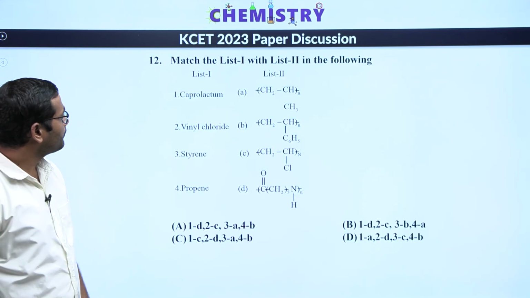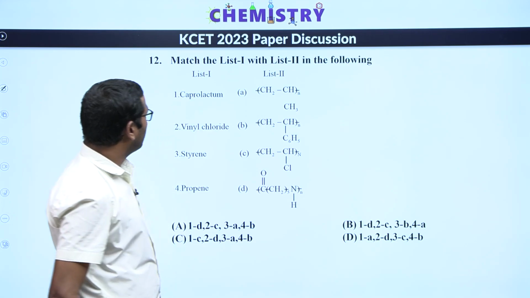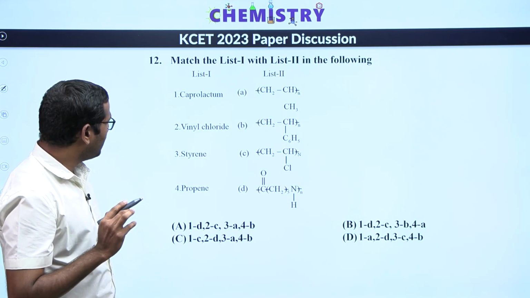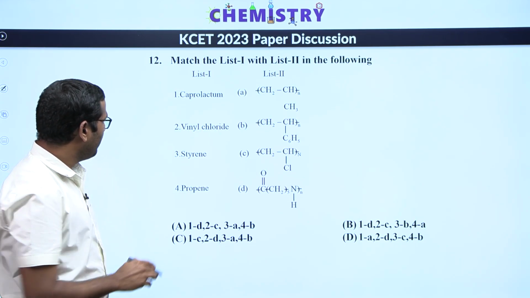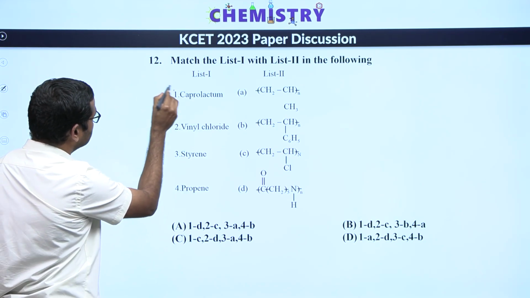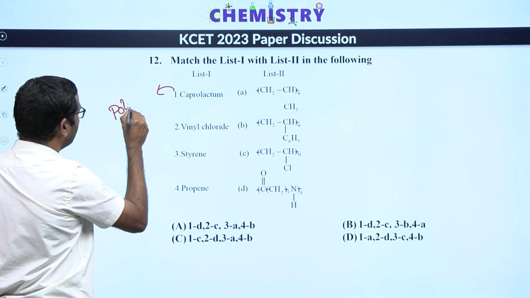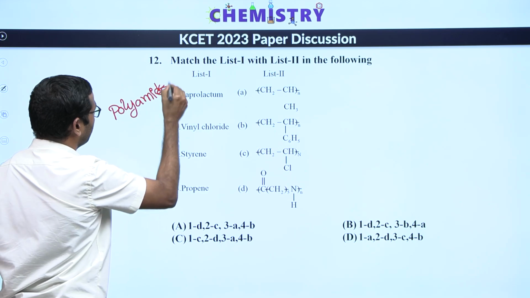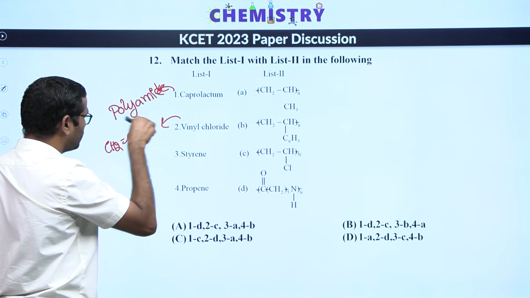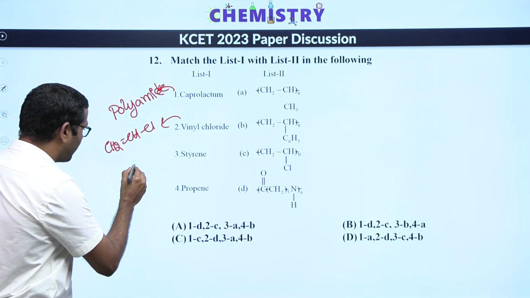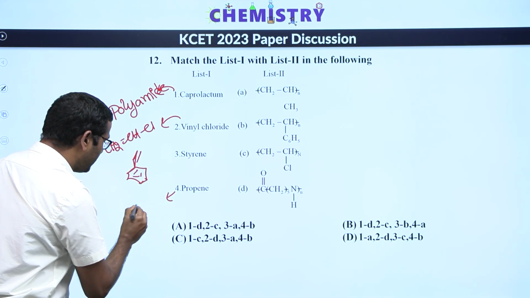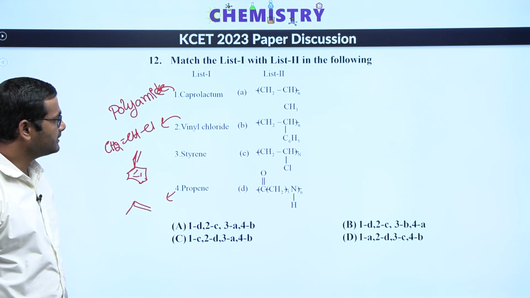Let's see the 12th question. Match list 1 with list 2 in the following. Polymer question. Caprolactam is the one and only polymer which requires a hydrolysis step. Vinyl chloride, styrene, propene. Now usually caprolactam is the polyamide. Vinyl chloride has chlorine attached to the sp2 carbon. Vinyl benzene is called styrene. And this is propene.